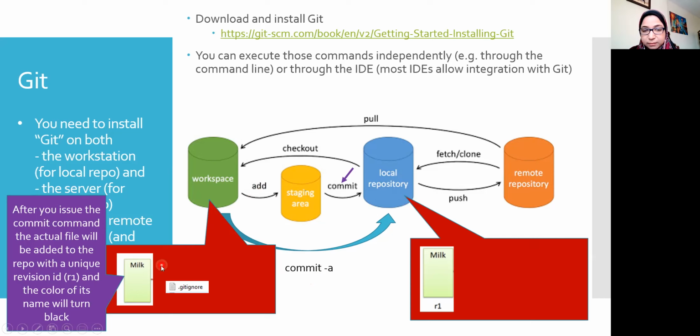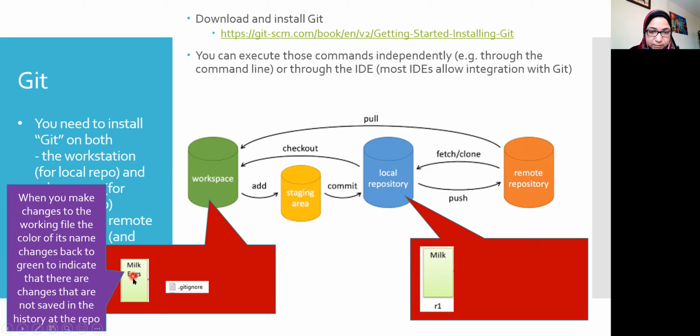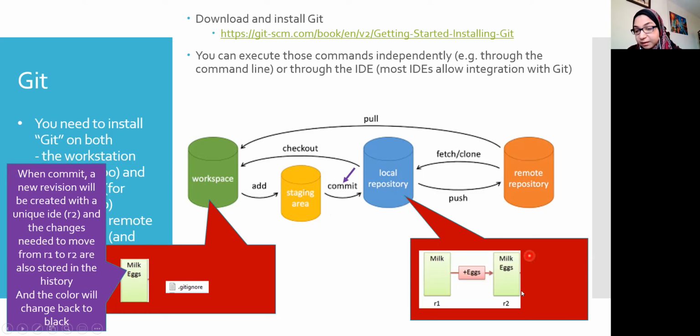All right, so now we did one commit, so we have one revision, and then later we made another change. The color of the file will again change to green because it is added to the repository, so Git is keeping track of it, but at this moment there is a change that you didn't commit yet. So when you say commit, another copy of the file will be added to the repo, and it will be given another unique name. Here we refer to it as R2.